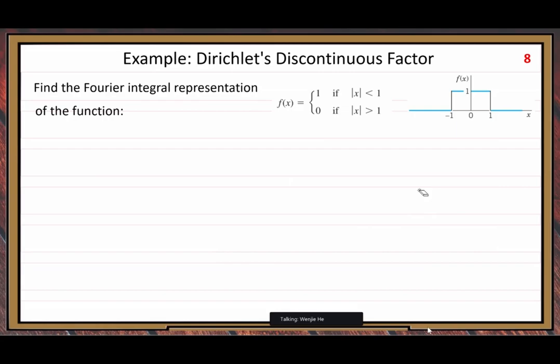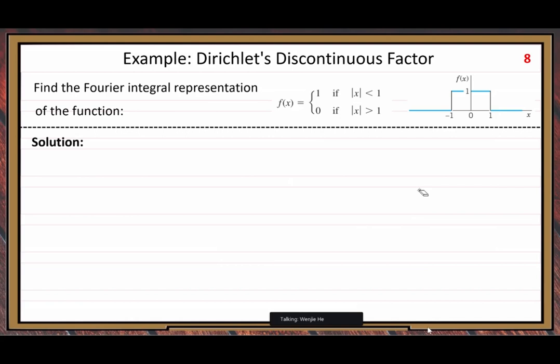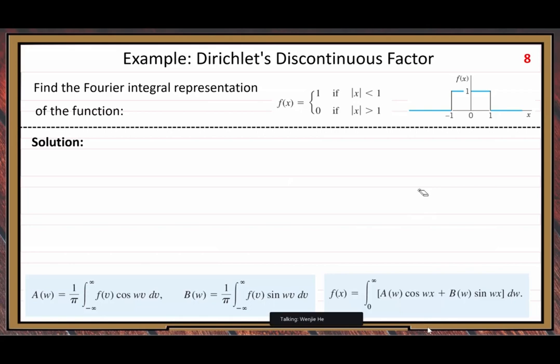So we want to see if there is anything special, anything interesting we can get. First, let's look at the Fourier integral formula. This is the Fourier integral formula. Given any function, what is the condition on this function? The first thing we need to think about is, what is the condition of this function?